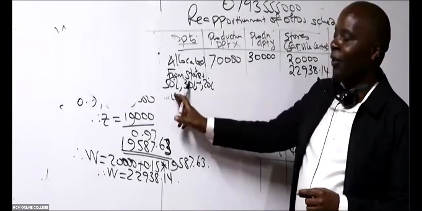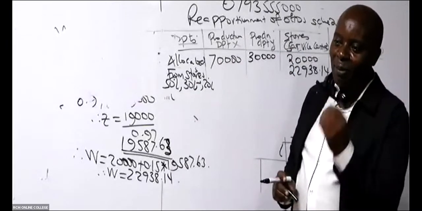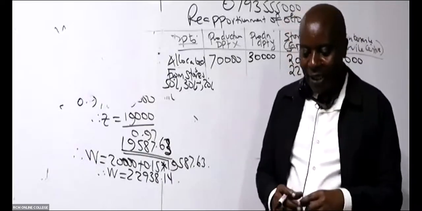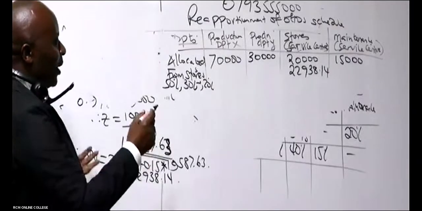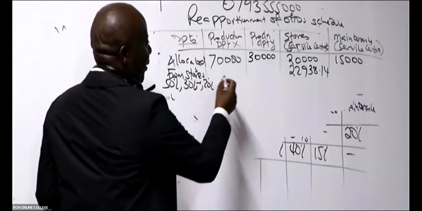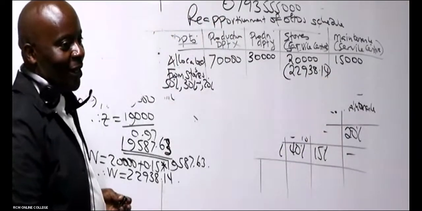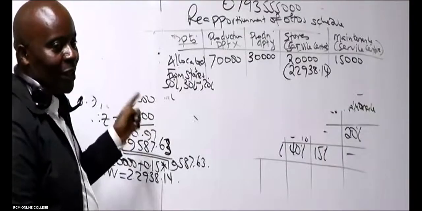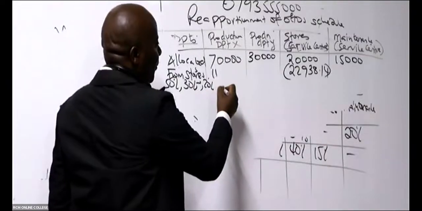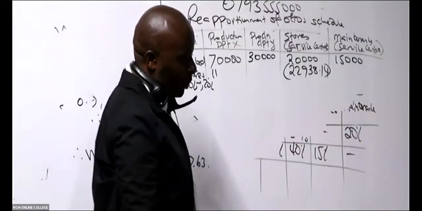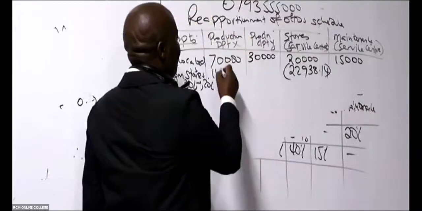Production X will take 50% of this 22,938.14. So give me 50%. 50% is the same as 0.5. So remember, whatever you are removing shall be in brackets always. You remove it from there, you put it in other departments. So you are saying it will be 11,469. I'm alone here, online students, support me today. At least Mercy has responded. 11,469.